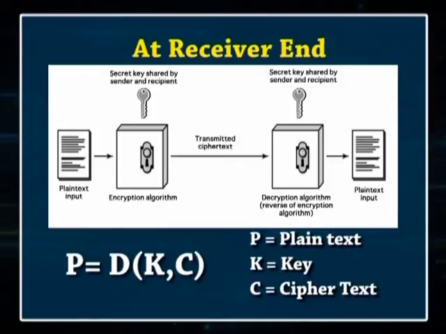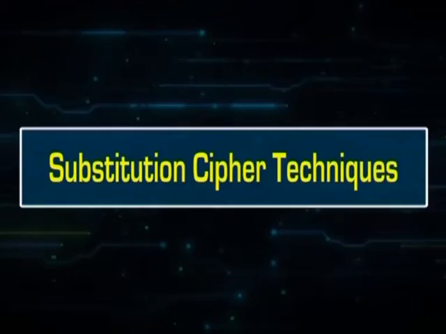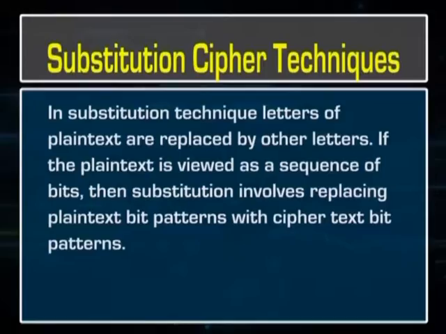The two basic types of all encryption techniques are substitution and transposition. Let's discuss substitution cipher techniques. In substitution cipher technique, letters of plain text are replaced by other letters. If the plain text is viewed as a sequence of bits, then substitution involves replacing plain text bit patterns with ciphertext bit patterns.